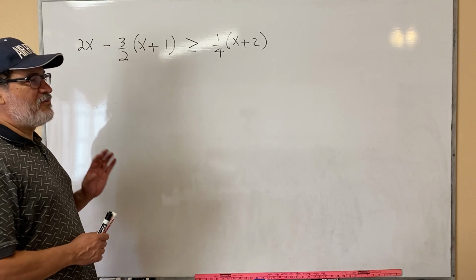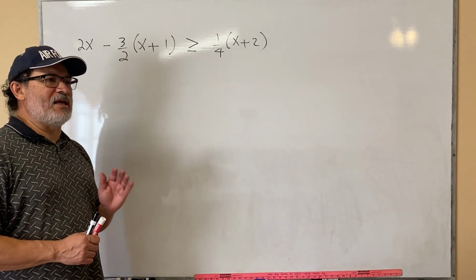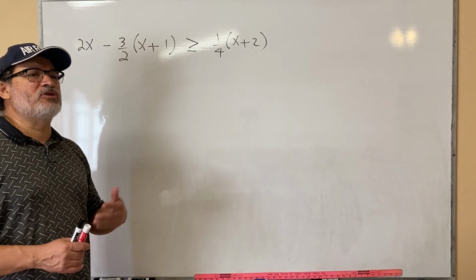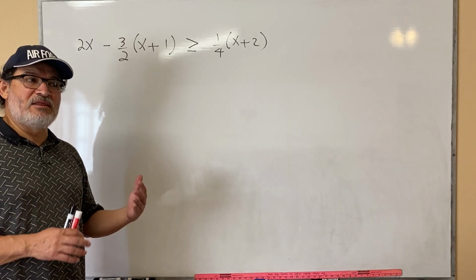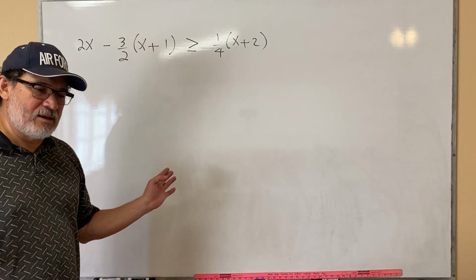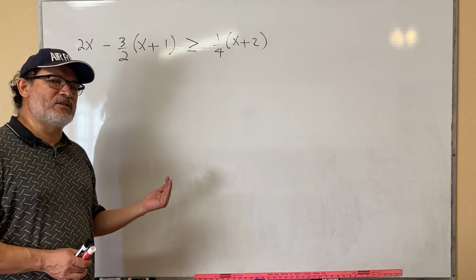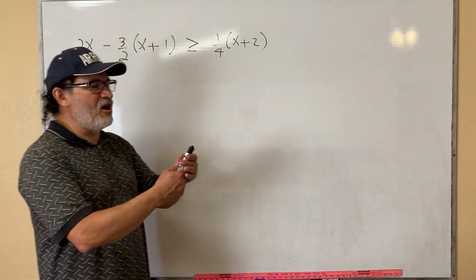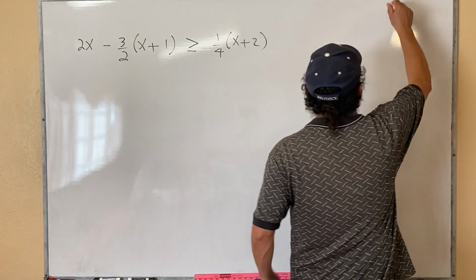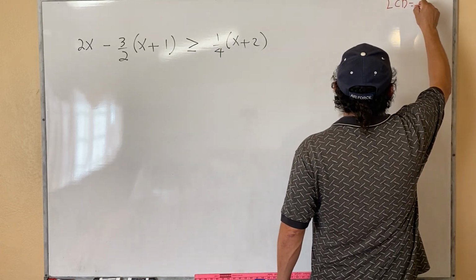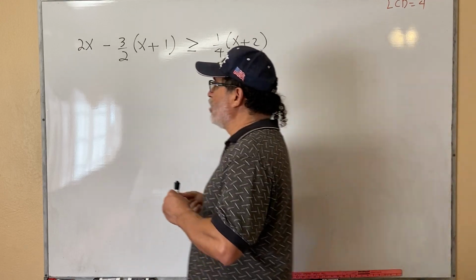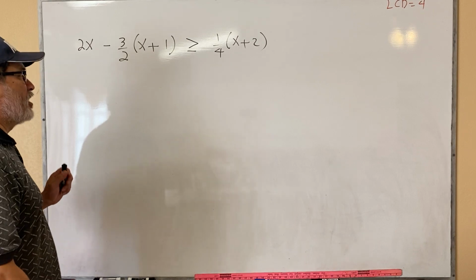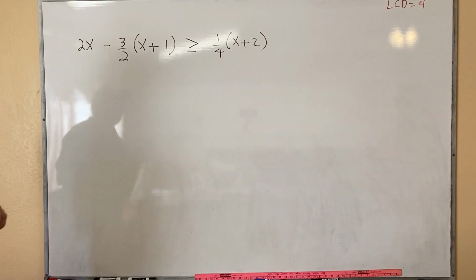So, let me multiply every numerator by the LCD. I'm not going to worry about parentheses. We'll take care of parentheses once the denominators are gone. That's when we worry about parentheses. Okay, so therefore, the LCD equals 4. So I'm going to multiply every numerator. Listen to me. Every numerator I'm going to multiply by 4.